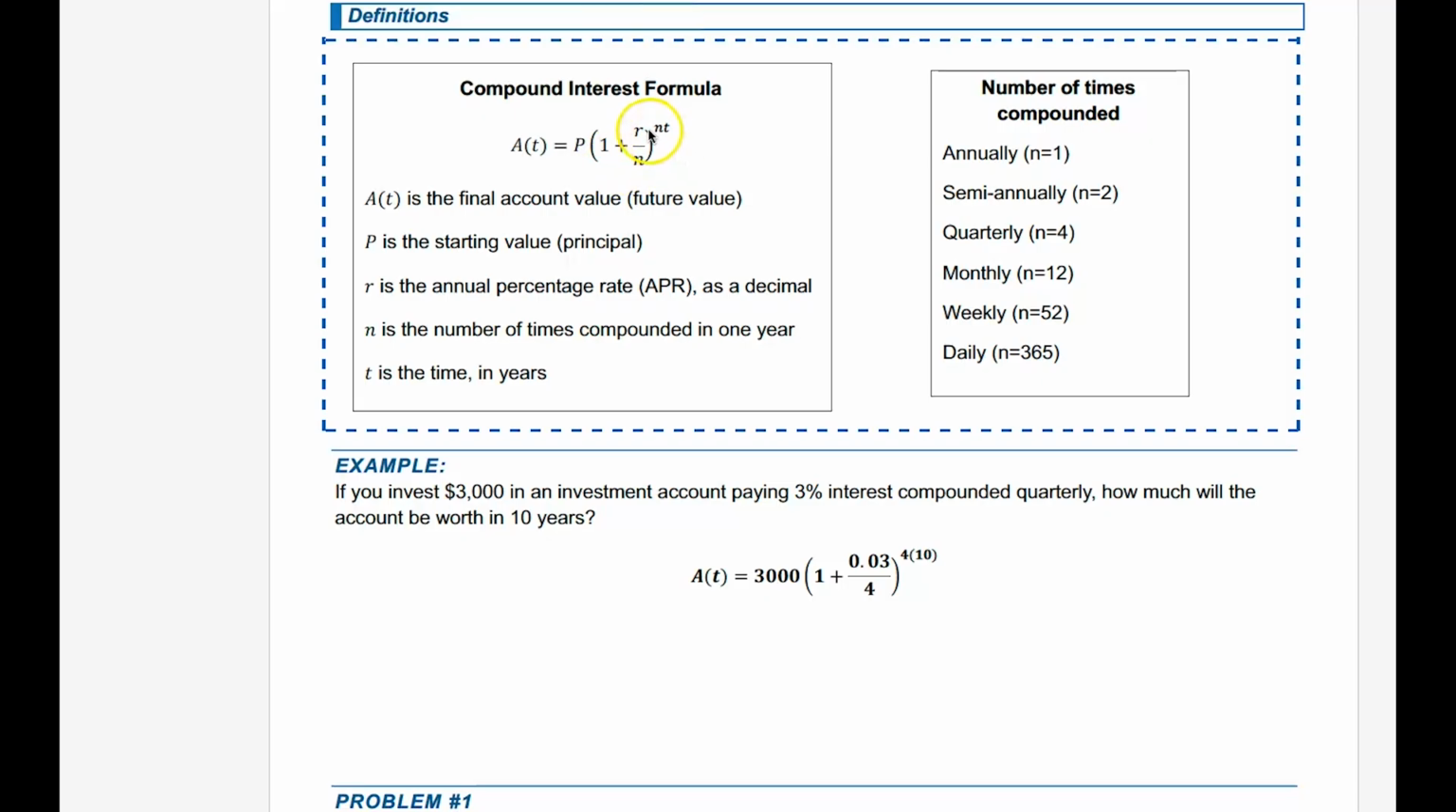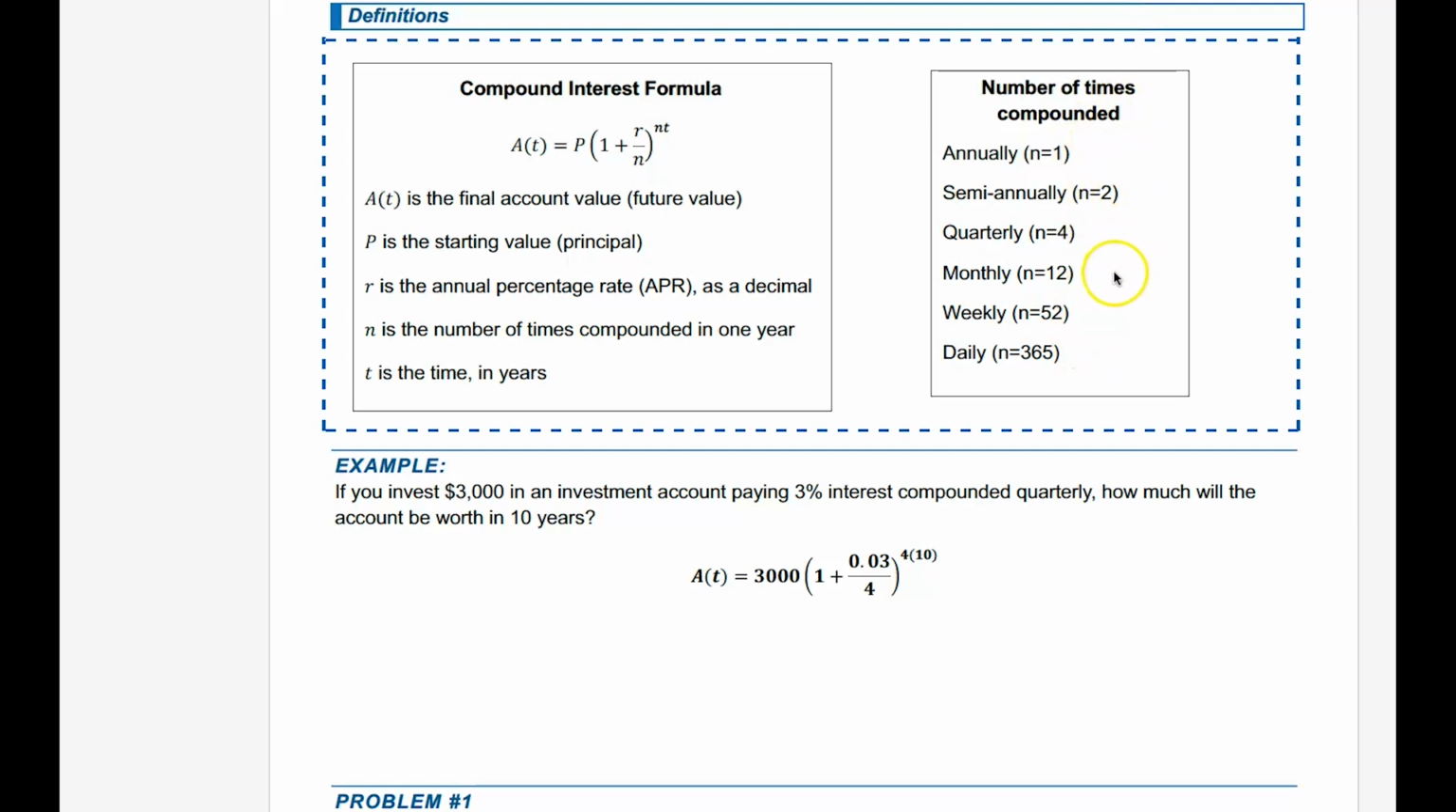R is the interest rate. It's said as the annual percentage rate, and it's going to be written as a decimal. And then N is the number of times it's compounded in 1 year. So notice the N shows up in 2 different places on this formula. And that N depends on how many times it's being compounded.